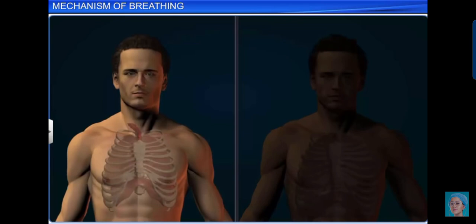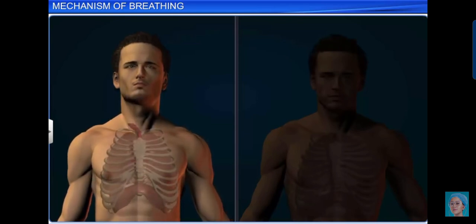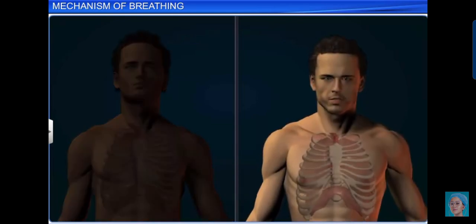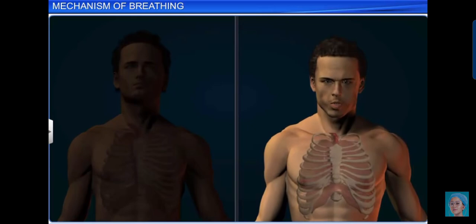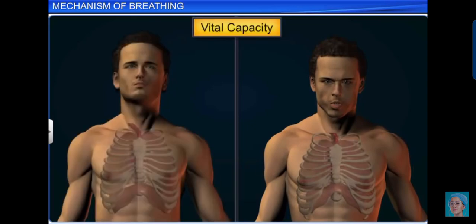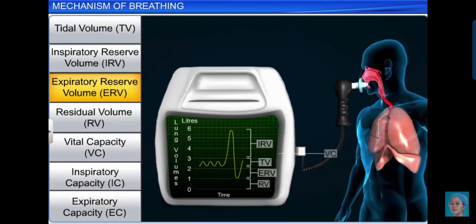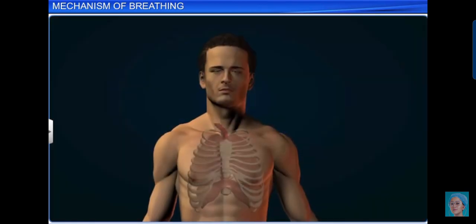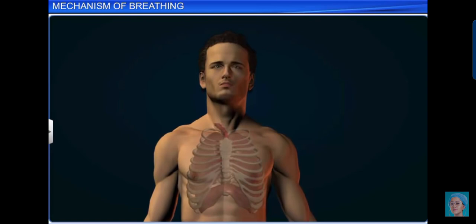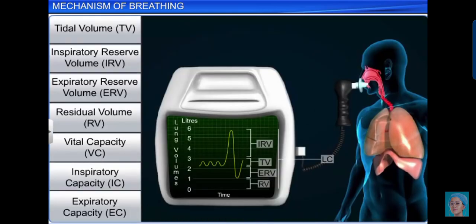Volume of maximal inspiration after a forced expiration or volume of maximal expiration after a forced inspiration is known as vital capacity. This includes the expiratory reserve volume, tidal volume, and inspiratory reserve volume. It is approximately 3 liters. The total volume of air accommodated in the lungs after maximal inspiration is known as total lung capacity.